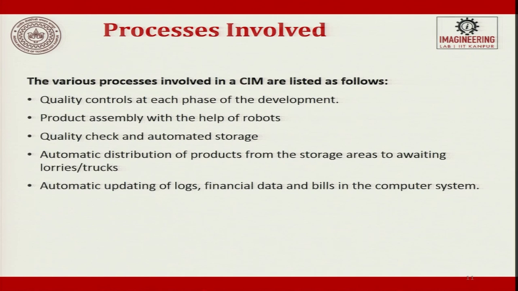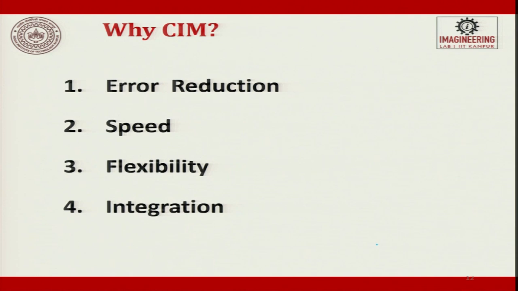The various processes involved in SIMS, when we look from the process side, are quality control, product assembly, quality checking, automatic distribution of the product, and automatic updating of logs. Why, finally, do we nail down to SIMS? Because SIMS gives error reduction, thus leading to productivity. Productivity is maximum output by minimum input. For example, the input I am talking about is man, material, machine, and today people also talk about energy. With minimum input, we try to get the maximum output.